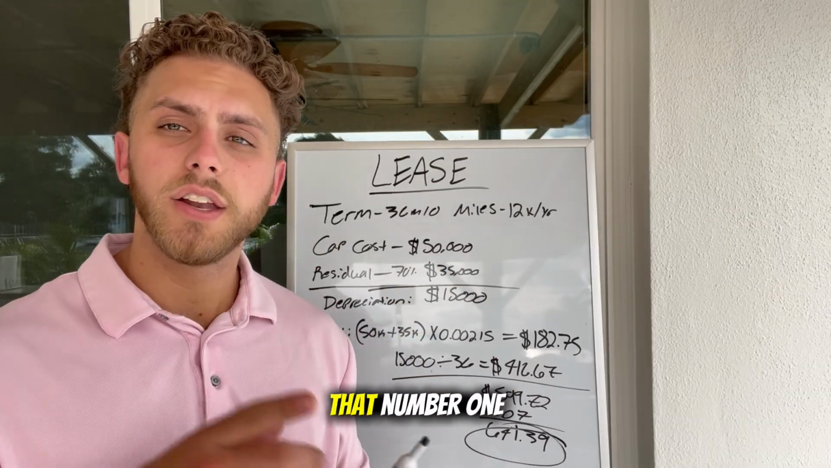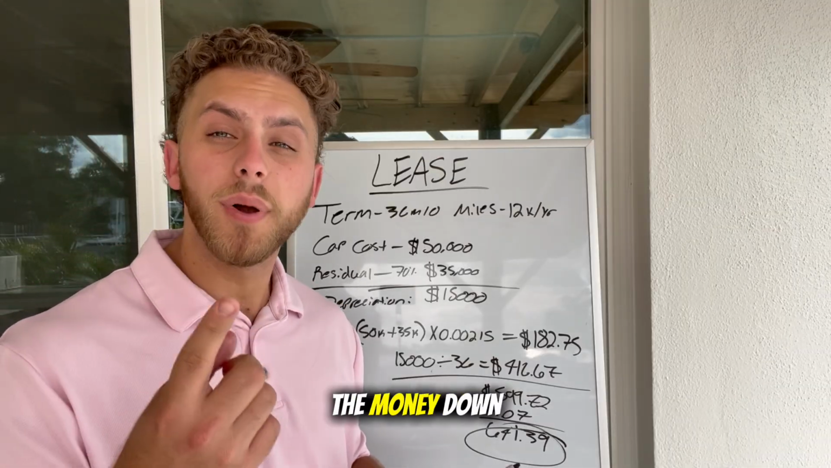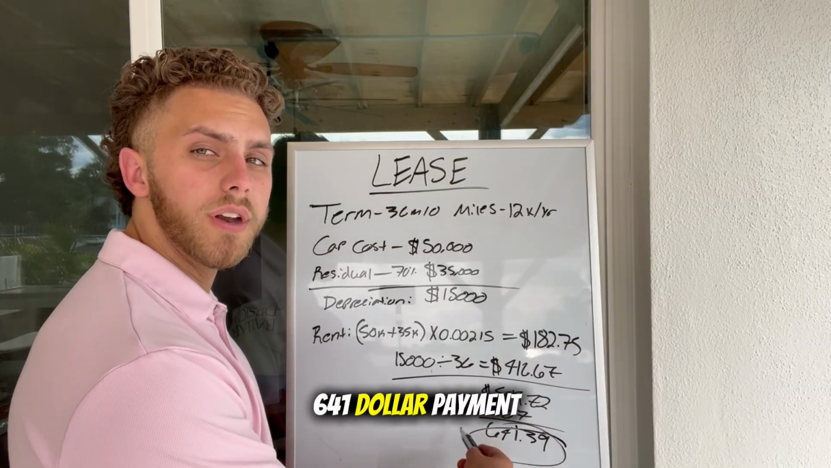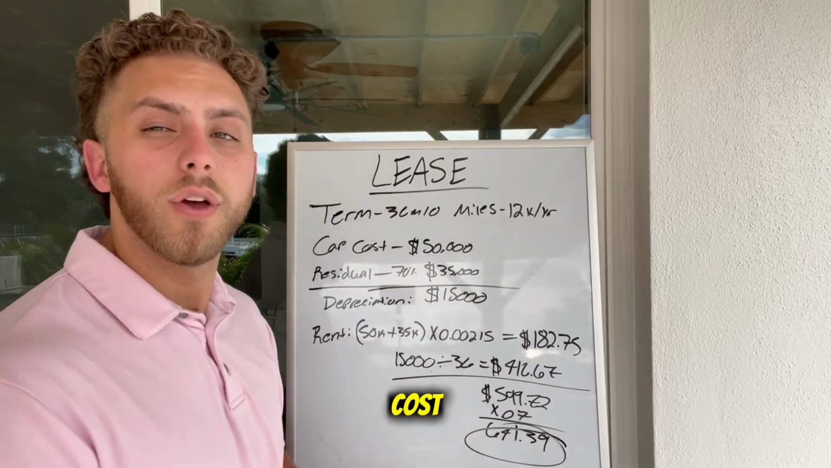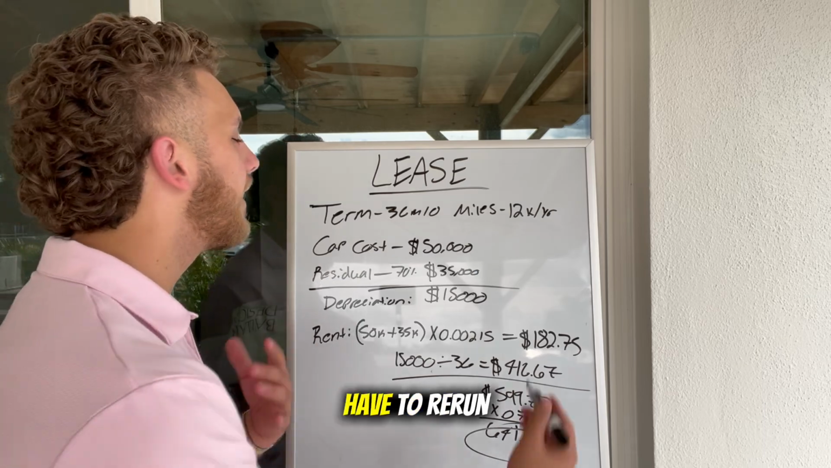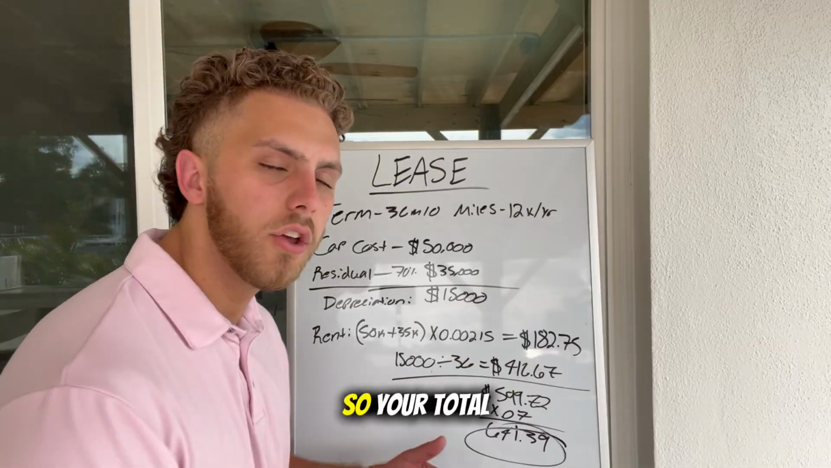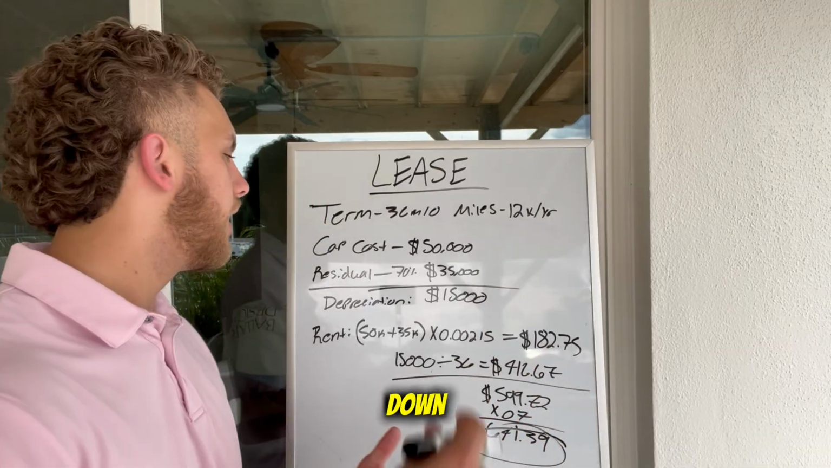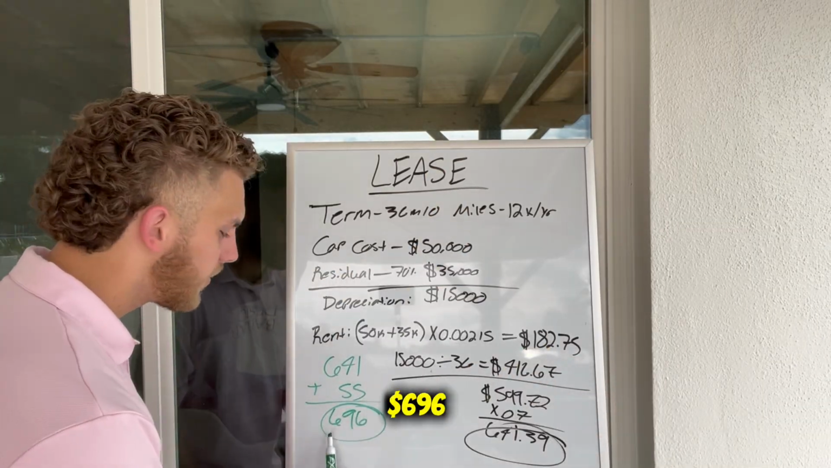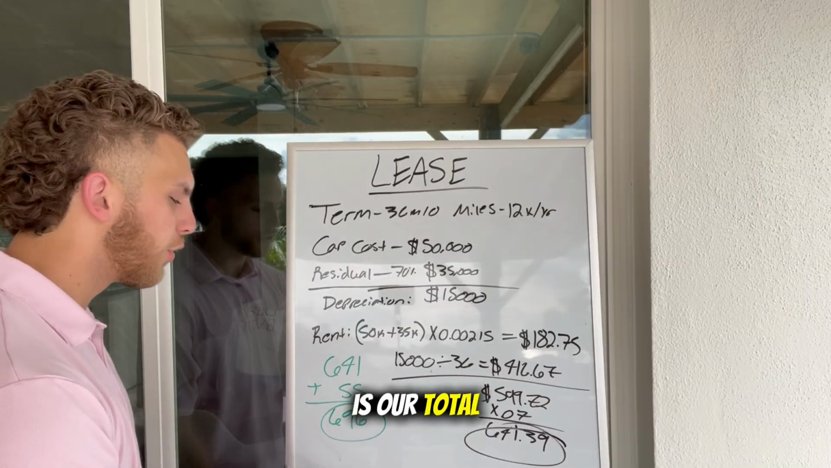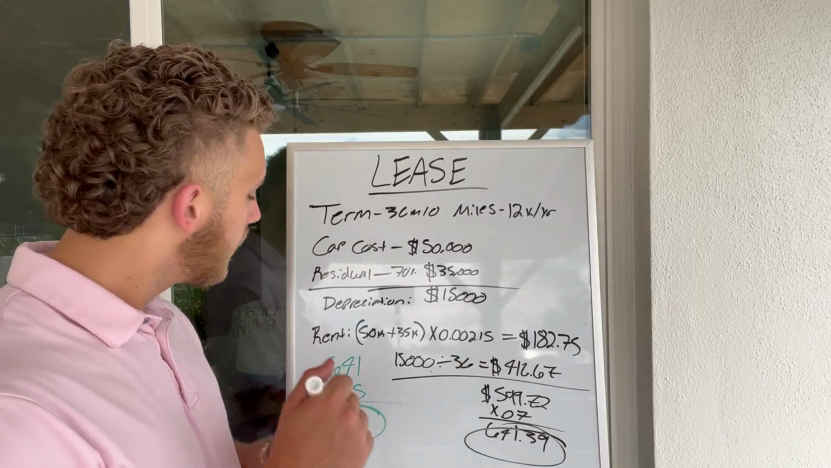Now, let's say this is what we negotiated down to, and then we have our $2,000 in upfronts. We can do two things with that. Number one, we can put the money down. Don't do that on a lease, by the way. Never put money down on a lease. You can put the money down, and you'll have your same $641 payment, or we can add another $2,000 to our cap cost, which I did the calculations behind the scenes so we didn't have to rerun through the entire thing, but that will make your payment about $55 higher. So your total payment, zero money down, upfronts, money factor, everything will be a total of $696 if we go zero money down, including our $2,000 of upfronts, everything.